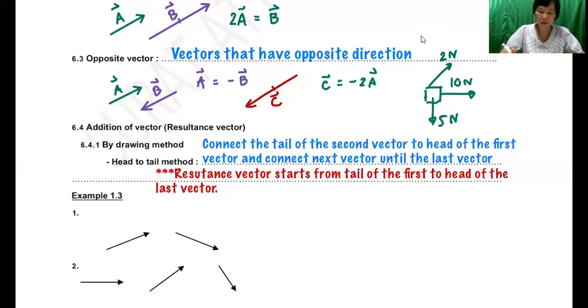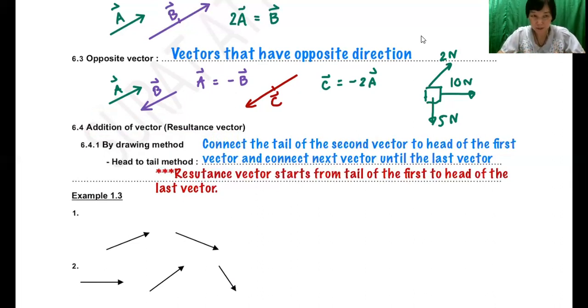Okay, resultant vector. When we would like to determine the resultant vector, it means that we are going to determine the addition of vectors. We can determine the resultant vector by using the drawing method and the calculation method. Here, I will teach you the drawing method first.